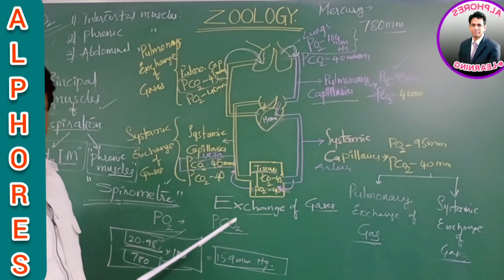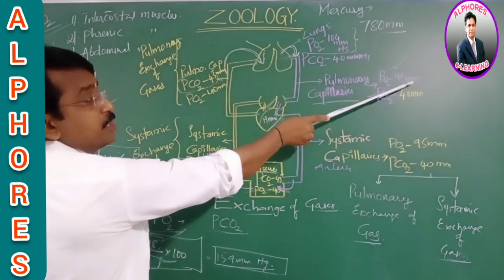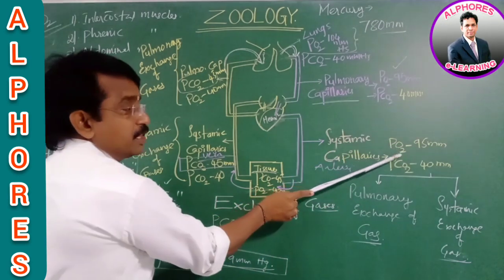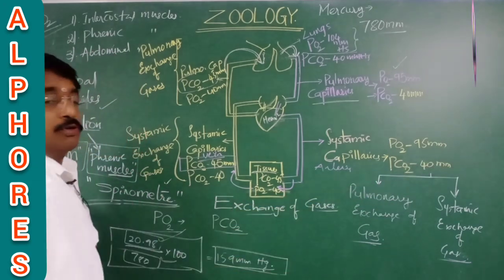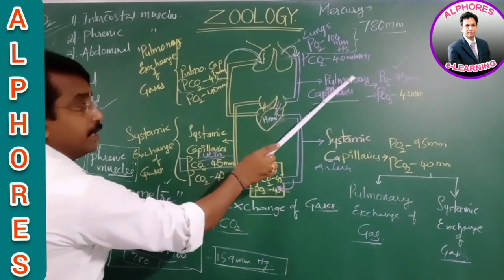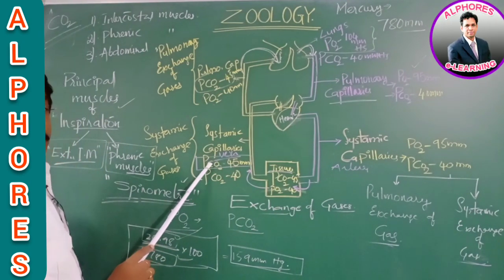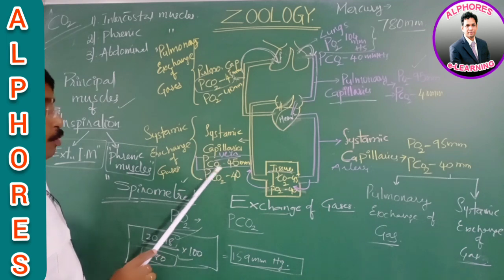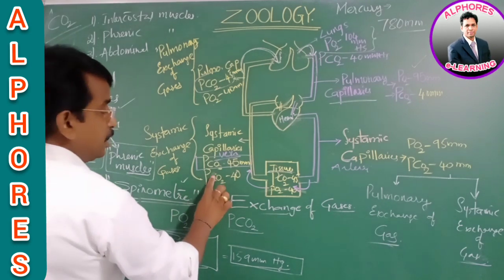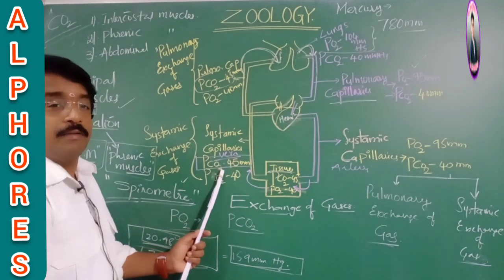Already I told you why: the partial pressure of oxygen, PO2, is 95 mmHg, so it is oxygenated blood. In the same manner, the systemic artery has PO2 of 95 mmHg and PCO2 of 40 mmHg. So this is oxygenated blood carried by the pulmonary vein as well as the systemic artery. In the same way, the systemic veins, two precaval and one postcaval vein, have partial pressure of carbon dioxide 45 mmHg and oxygen 40 mmHg. So it is the deoxygenated blood.